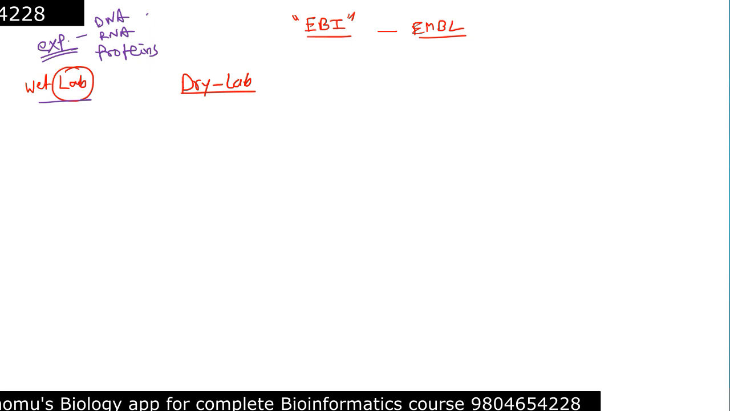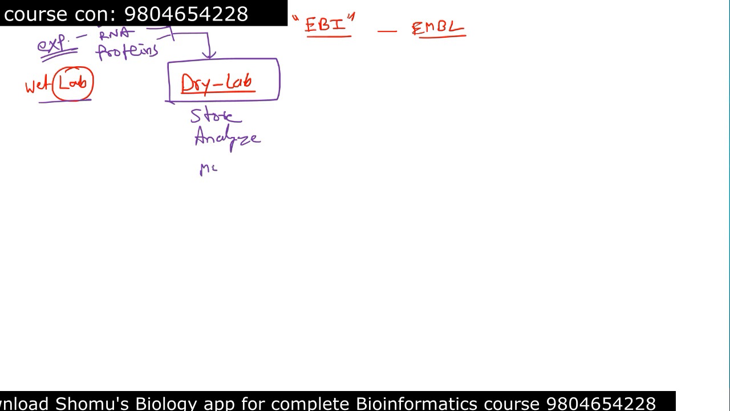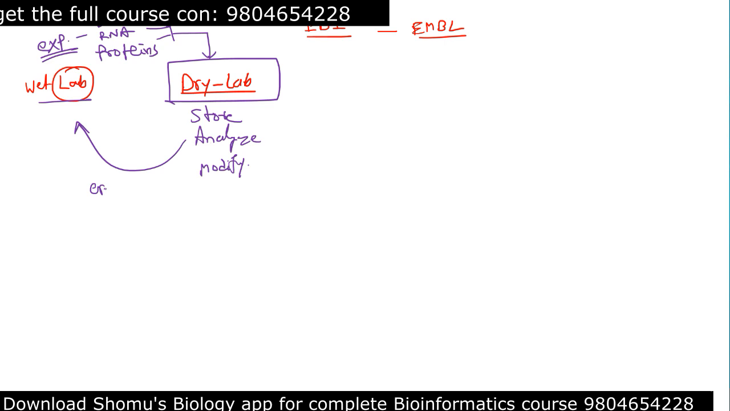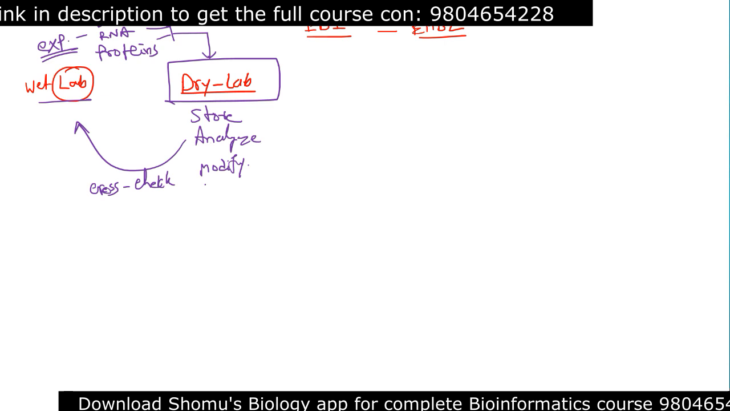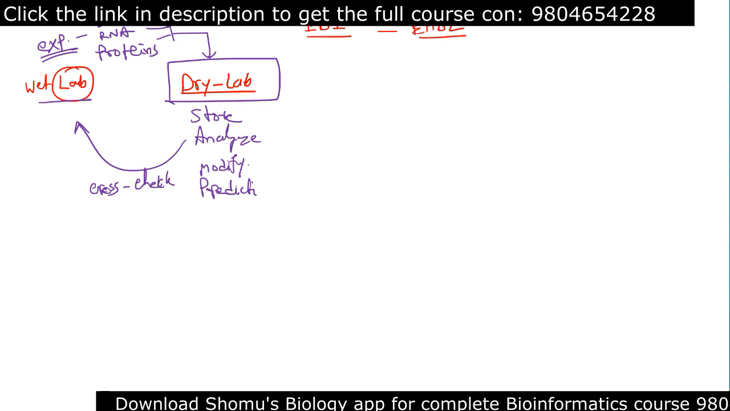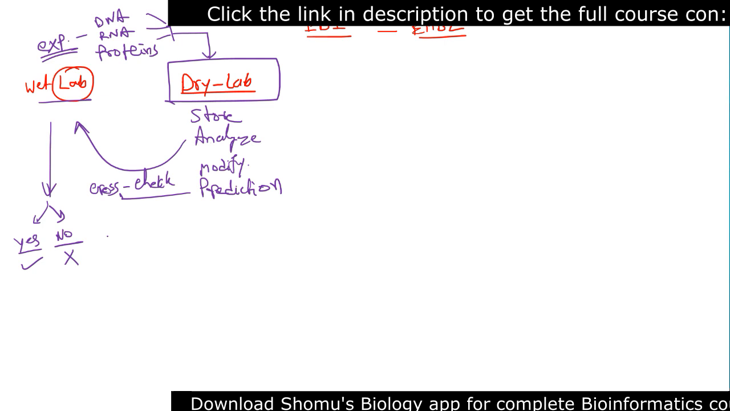And then all the data that we gather is transferred to the dry lab, where we store the data, analyze the data, modify the data, and cross-check after modification, after prediction. So we do prediction here, and then we cross-check that prediction, and based on that we get a yes or a no. Based on that, we can understand an organism and how that organism behaves.